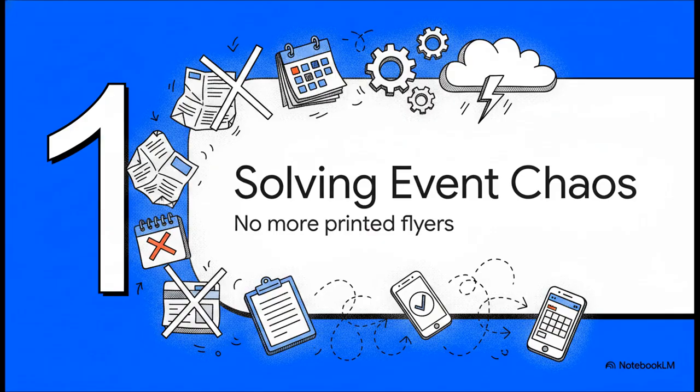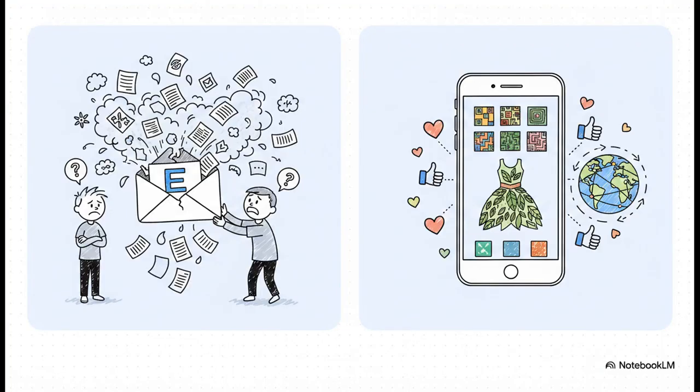Moving past printed flyers and manual errors, let's actually look at how this plays out in the real world. Take the Junkator Eco Fashion Contest, for example. It's this incredible competition where student designers create clothing entirely from recycled materials. Now, initially, they were accepting all their applications via email. And as the competition grew, it became an absolute logistical disaster.